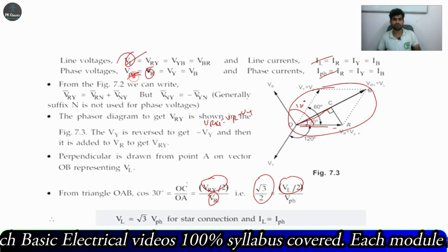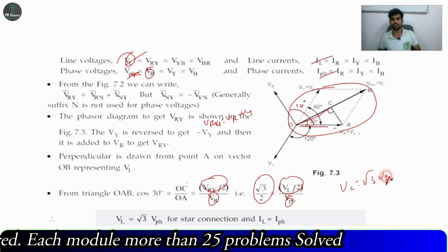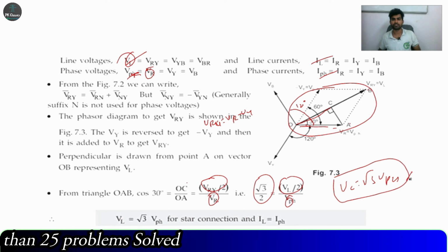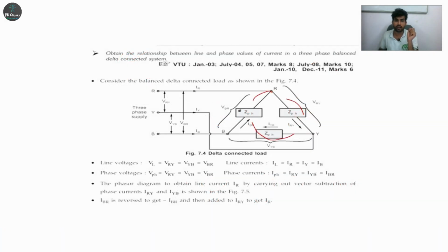VR is equal to V phase. So V phase. Finally we'll get VL is equal to root 3 V phase. This is a derivation. Next, there is a delta connected load. Here, delta connected load and then impedances are equal.